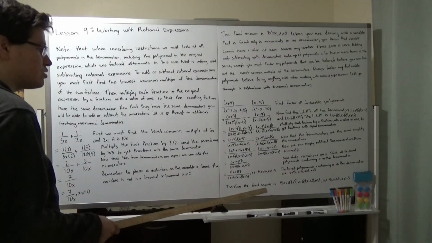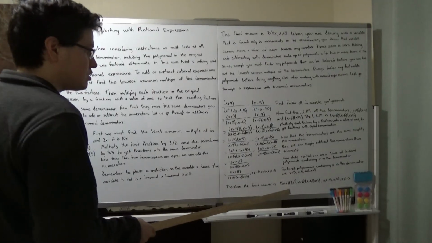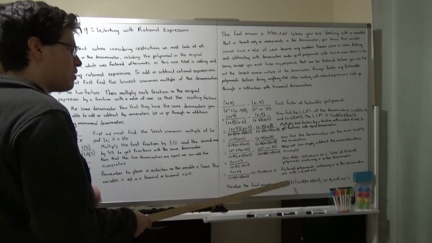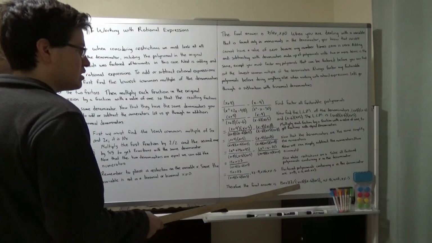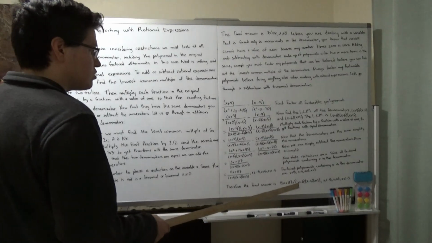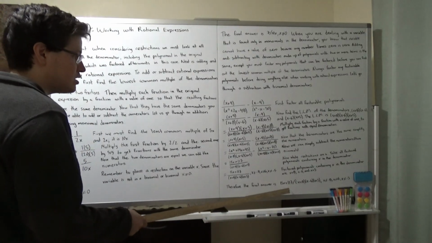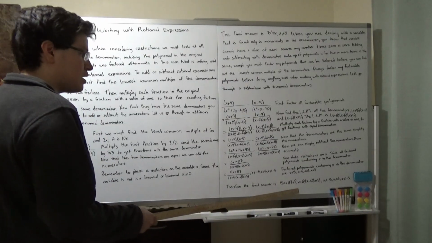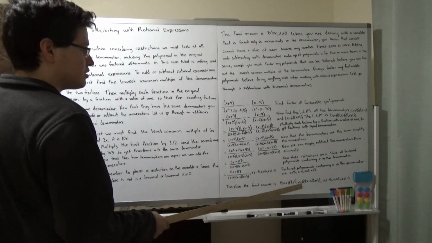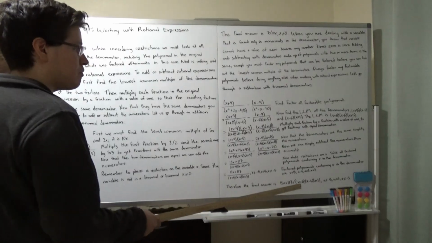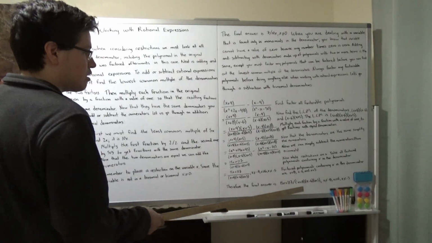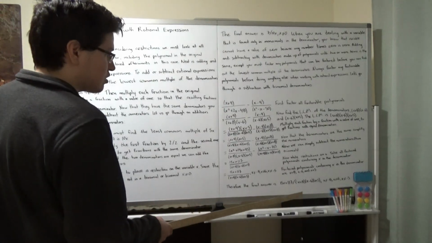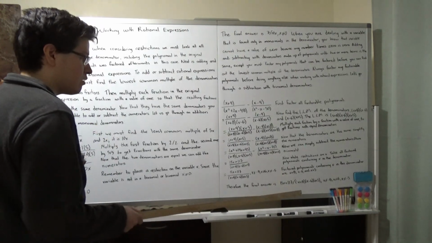Therefore the final answer is 15x plus 117 over x plus 8 times x minus 6 times x plus 5, where x cannot be equal to negative 8, x cannot be equal to 6, and x cannot be equal to negative 5.